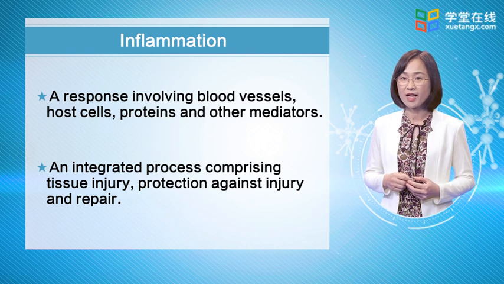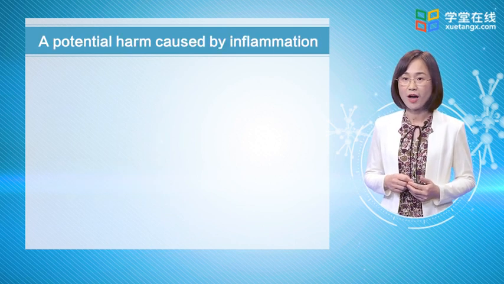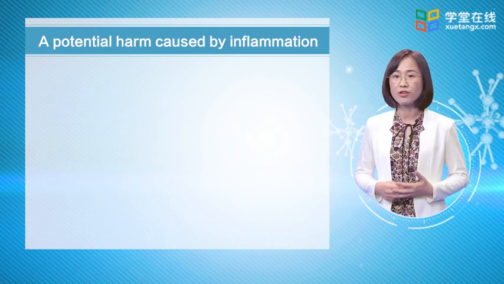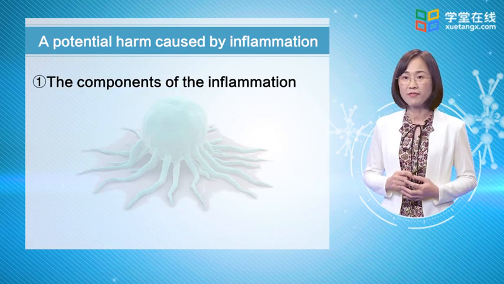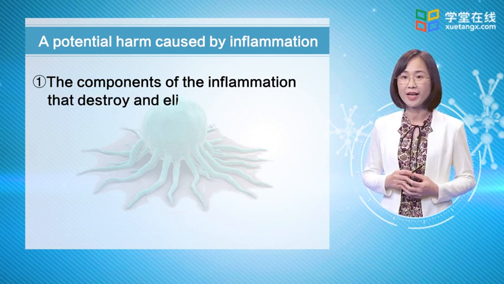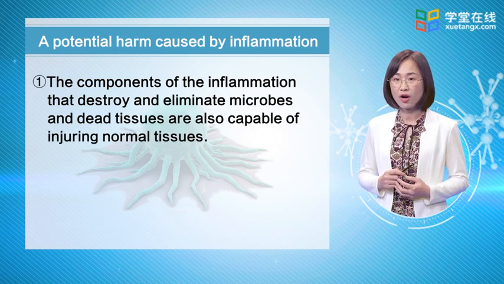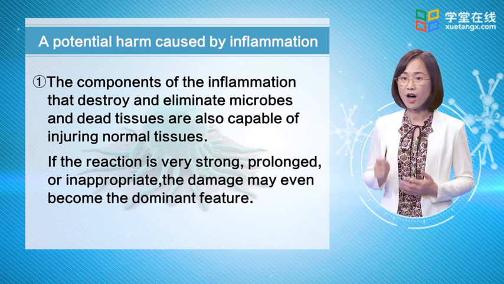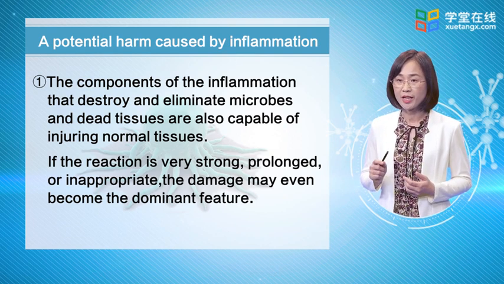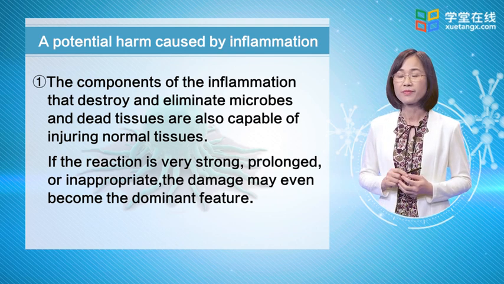The defensive effects of inflammation are realized by exudation. Inflammation is a protective response of the body, but it can also cause considerable harm to the body. The components of inflammation that destroy and eliminate pathogens and dead tissues can also injure normal tissues. If the reaction is very strong, prolonged, or inappropriate, tissue damage may even become the dominant feature.